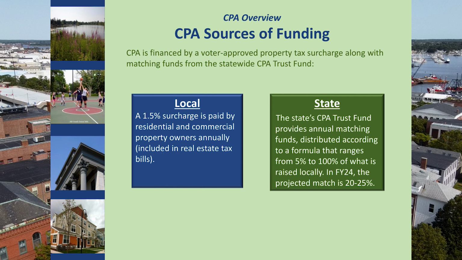The other funding comes from the State Trust Fund. The State Trust Fund is funded through the Registry of Deeds fees. So obviously it fluctuates with however the market is and how many transactions take place at the Registry of Deeds. This year they're anticipating a match of 20 to 25%, which is lower than last year, but with the slowdown in the market, it was anticipated.